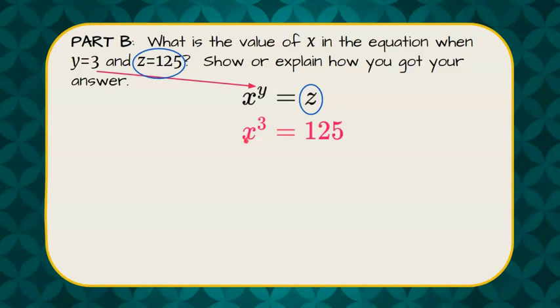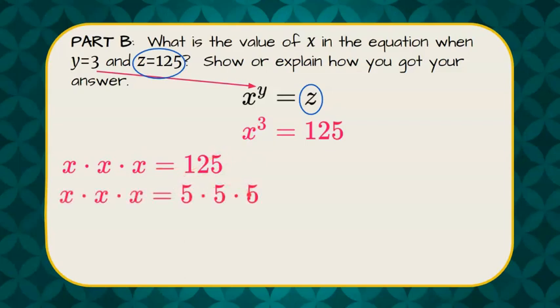So we know that x times x times x is equal to 125, and there are two ways to think about this. x multiplied by itself 3 times is equivalent to x cubed, or x to the 3rd. And we know that 5 times 5 times 5 is 125, so therefore x must be 5.